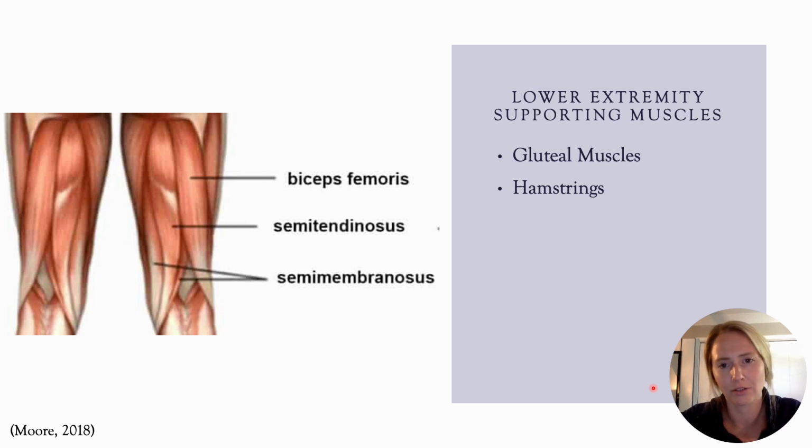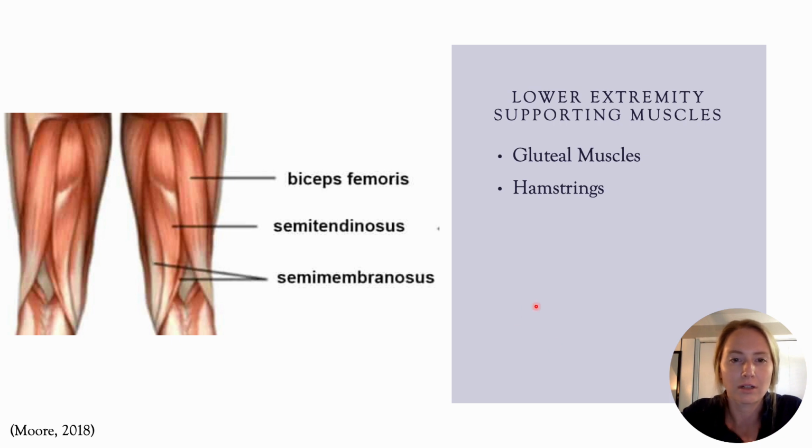The hamstrings are also going to be important in managing pelvic tilt. Because of the way that they attach, if we are too anteriorly rotated or too posteriorly rotated, our hamstrings are affected in that, and that can reduce our pelvic stability as well.